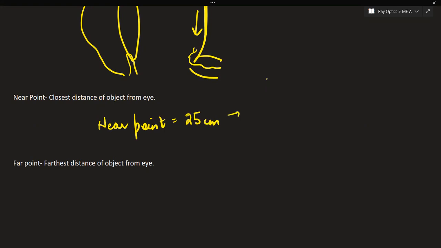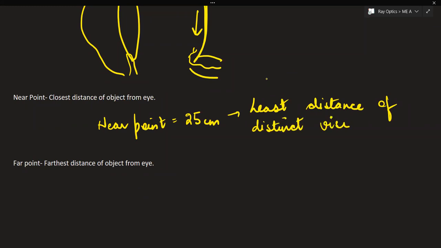So this distance is also known as the least distance of distinct vision. Usually we denote it by capital D, the least distance of distinct vision. So in one case you will see that your final image is formed at the least distance of distinct vision. One case you will see is the far point.